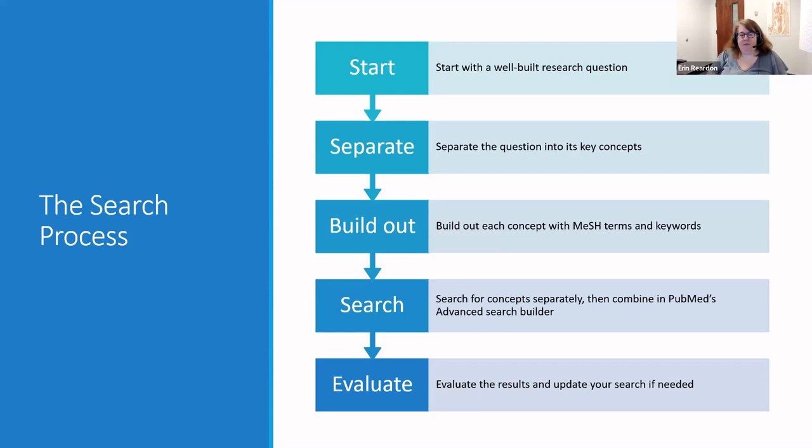You need a research question that is specific enough for you to find only the articles that you want to find on it, but not so specific that you don't find any articles, right? Then we're going to take that question and separate it into its key concepts. Then we're going to build out each concept with MeSH terms and keywords. Then we're going to search for those concepts separately and combine them in PubMed's Advanced Search Builder. And then we will evaluate the results and update the search if we have to.